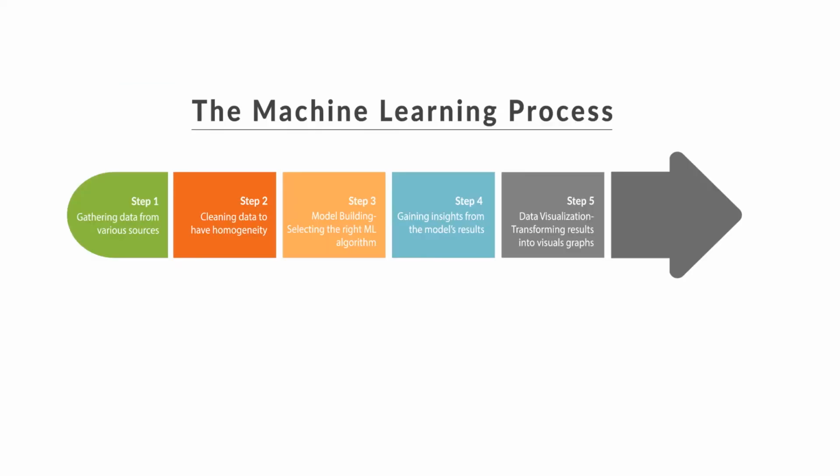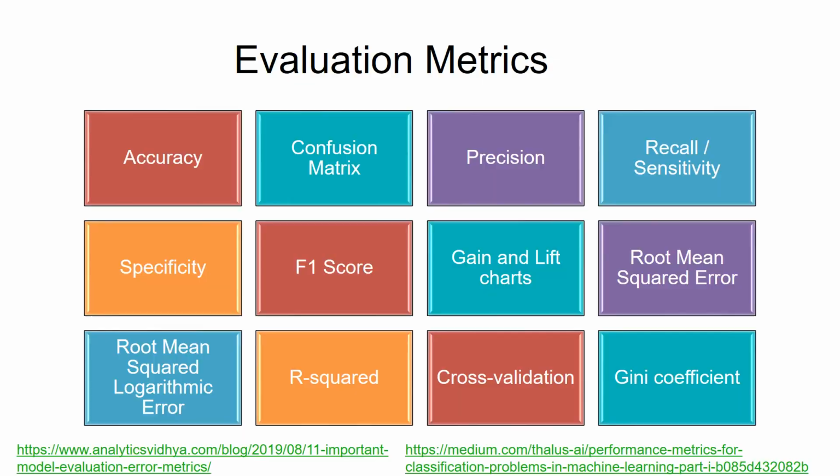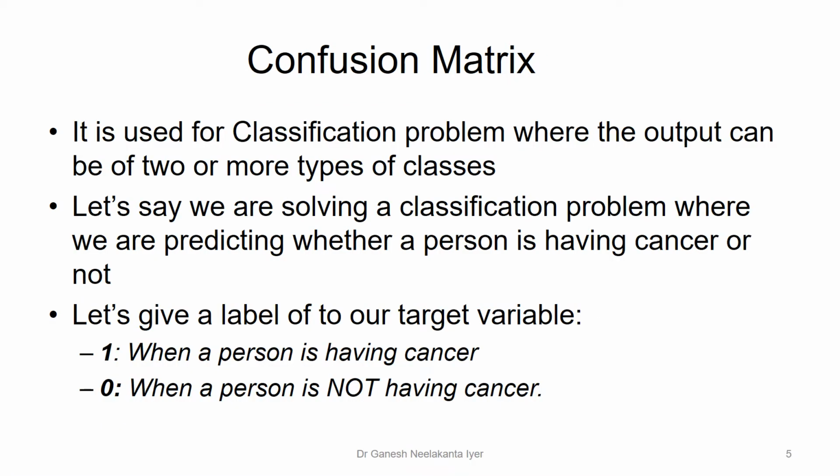So, gaining insights from the model's results. There are a lot of evaluation metrics associated with machine learning. Some of them are specific to certain types of algorithms. For example, maybe accuracy makes more sense for classification, and it is used for classification problems where the output can be of two or more types of classes.